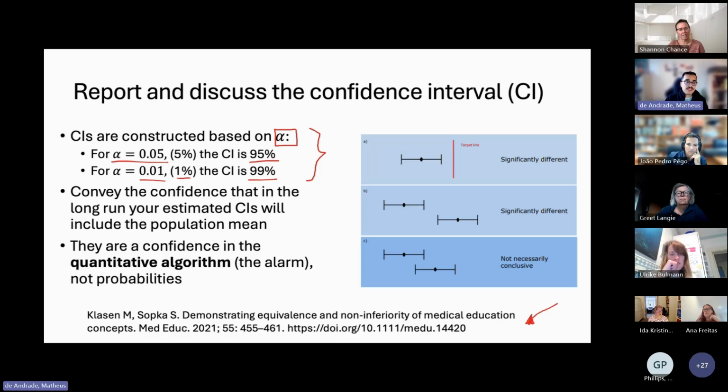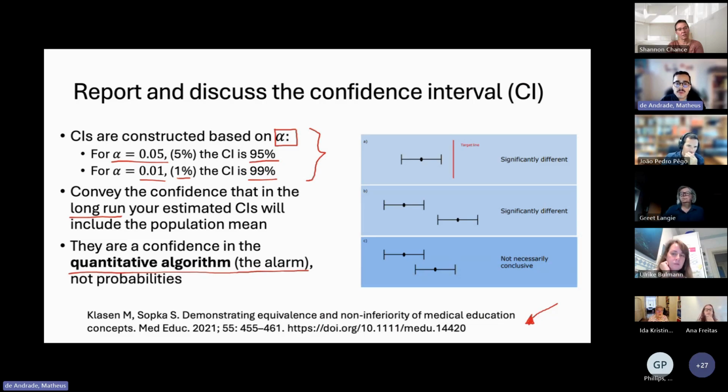As I showed in the little video, this is a long-run confidence. The confidence interval does not mean that 99% of times or 95% of times your mean will be there. The confidence interval means that the quantitative algorithm, the alarm that we are using, the statistical test, has a confidence of 95 or 99% in the long run. And the interesting thing, everyone, is that confidence intervals actually demystify the machinery of statistical tests.